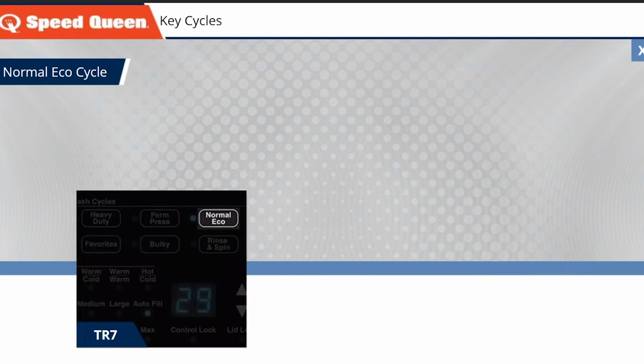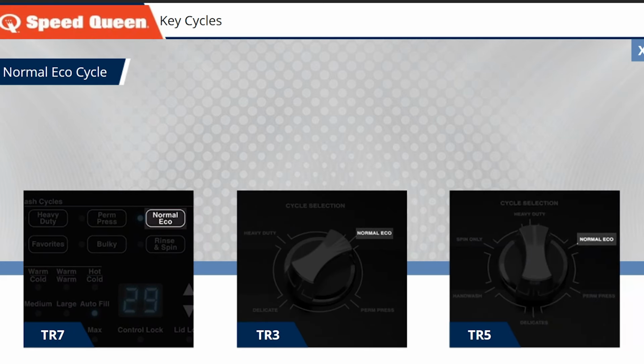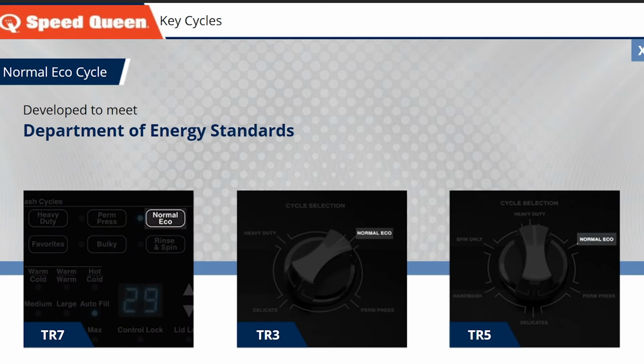The normal eco cycle is available on all TR models. It is developed to meet the Department of Energy standards for both water consumption and energy usage. It's designed to provide an eco-friendly solution for washing everyday cottons and linens.